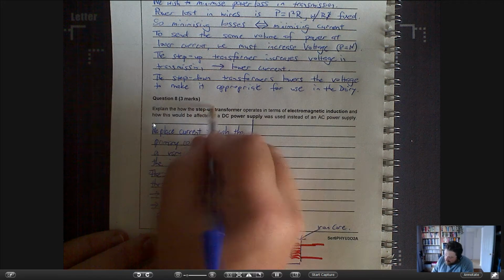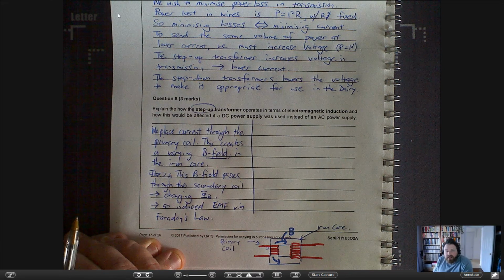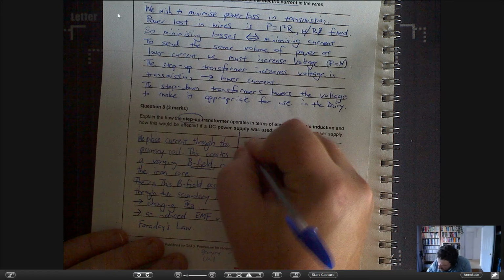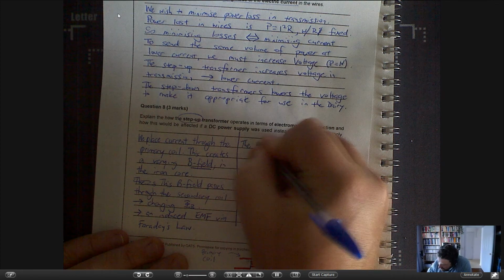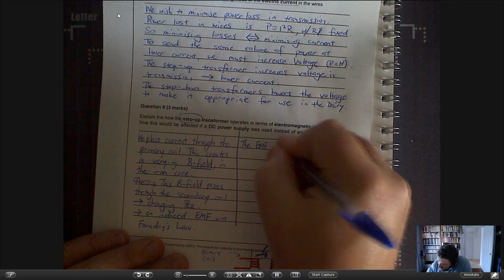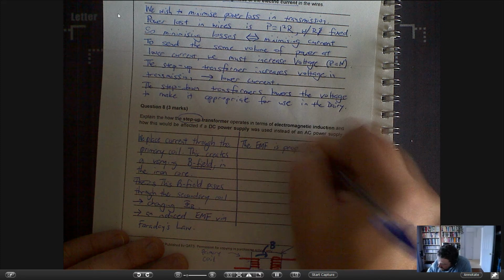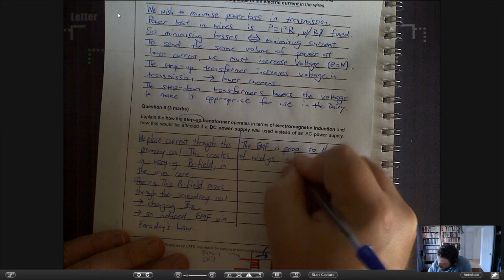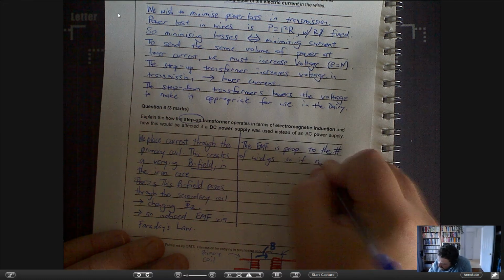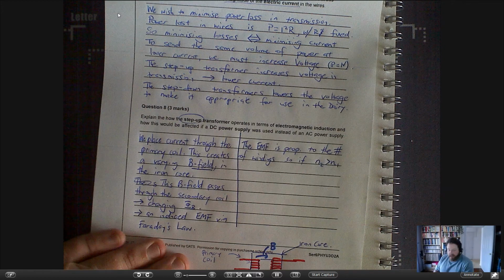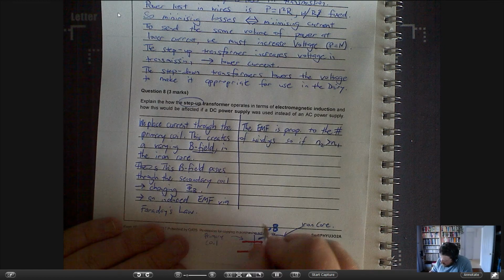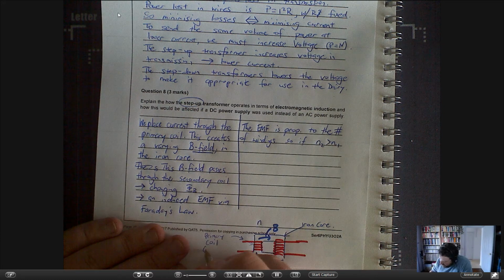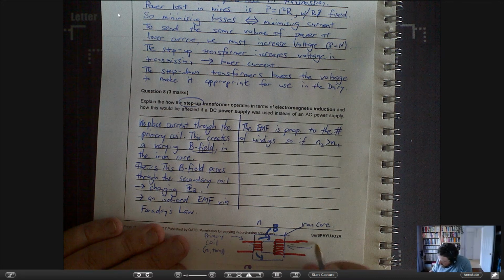We haven't really talked about the fact that it's a step-up transformer, so let's do that now. The EMF is proportional to the number of windings. So if N2 is greater than N1, what are N2 and N1? Let's label those on the diagram. We'll put N1 turns here on the primary, and we'll put N2 turns here on the secondary.